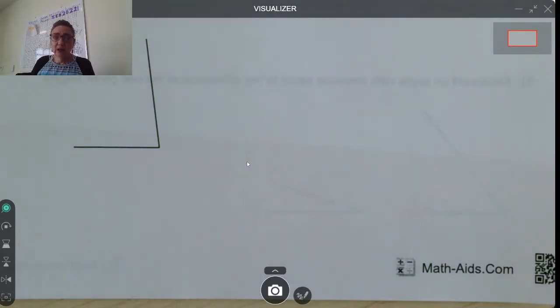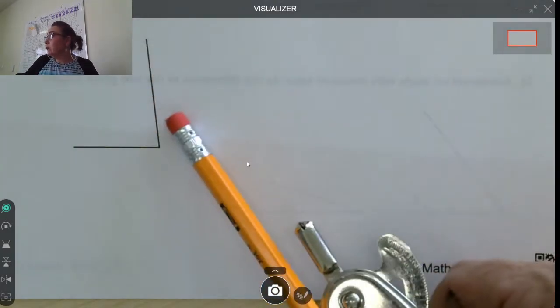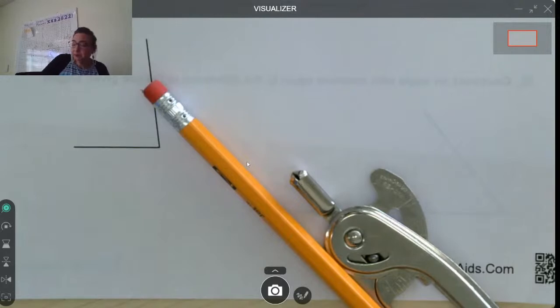We don't have any tools that will work on the board because the board is touchscreen. But you can come do it on this paper. You can do it up here. Okay.